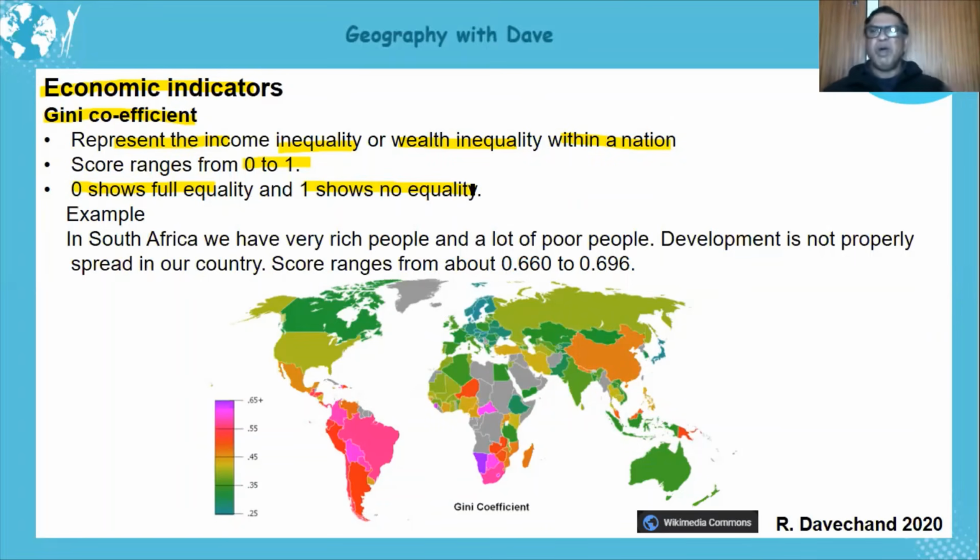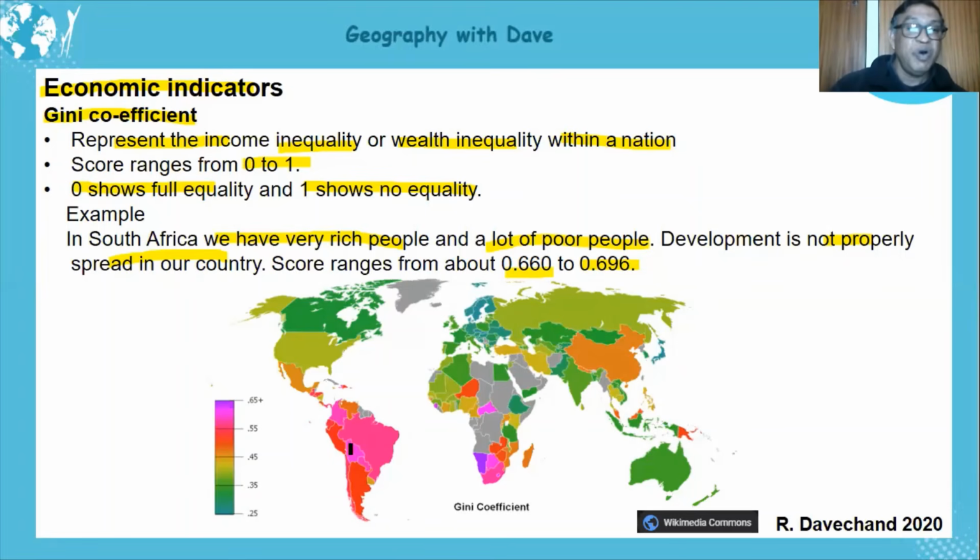You understand, no equality. Okay, example: South Africa, we have very rich people and a lot of poor people. The development is not properly spread across our country, not properly. And our score ranges from 0.660 to 0.696. It's more towards the 1, not right at the 1. We're not that bad. You understand? But it's more that side. Can you see it? So in terms of inequality or equality, there's a challenge. And that's how the Gini coefficient is worked.